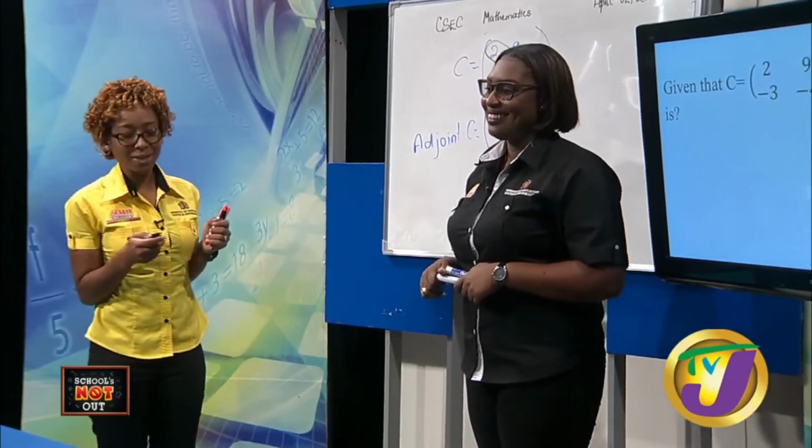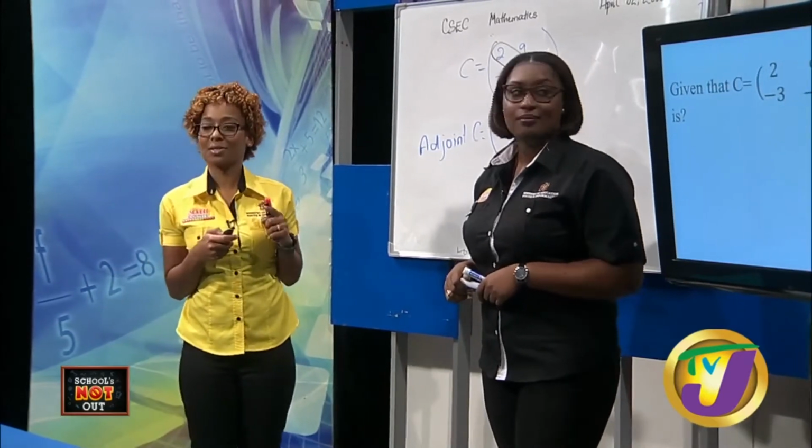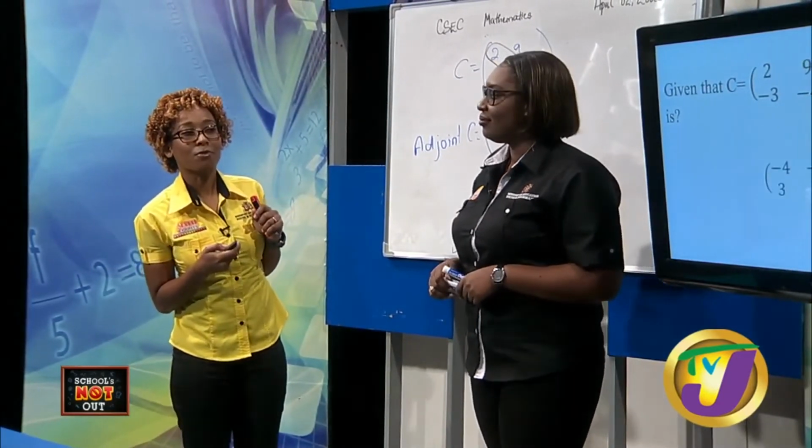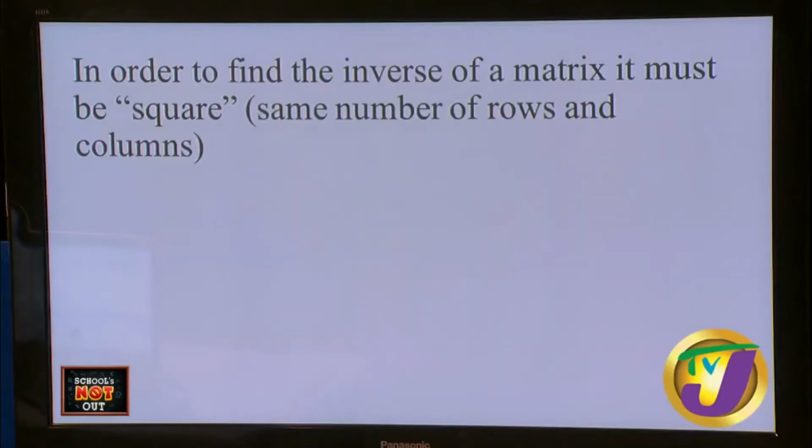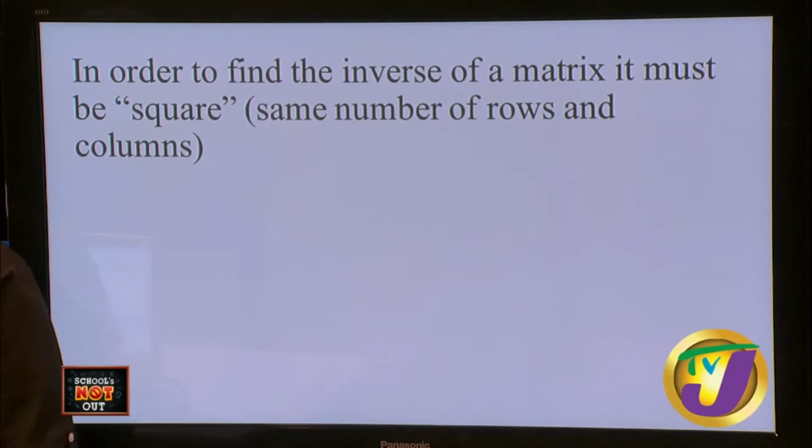So we're now going into another aspect of matrices. We're now going to be looking at the inverse of a matrix. Now, in order to find the inverse of a matrix, it must be square. Now, Camille, what did we say was a square matrix again? Same number of rows and columns.